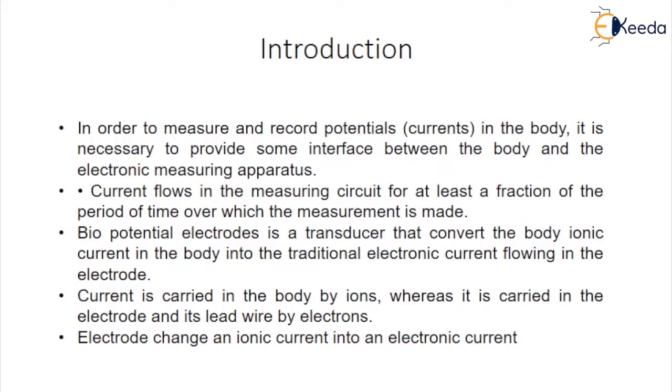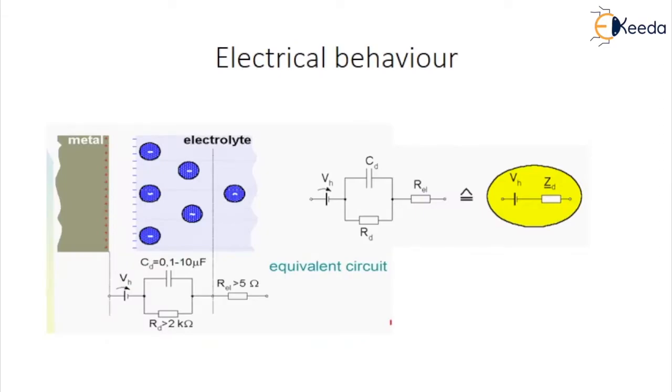Current is carried in the body by ions, whereas it is carried in the electrode and its lead wire by electrons. The electrode changes an ionic current into an electronic current. Bioelectric potentials generated in the body are ionic potentials. The electrode is a transducer that converts the ionic current in the body into the traditional electronic current flowing in the electrode, able to conduct small currents across the interface between the body and the electronic measuring circuit.